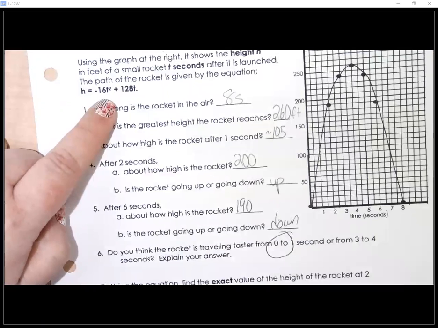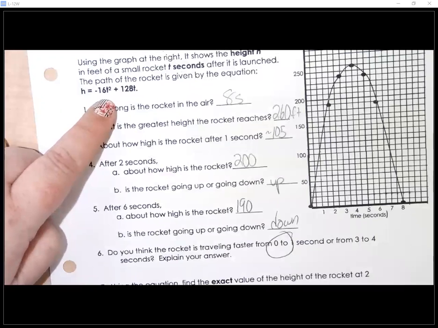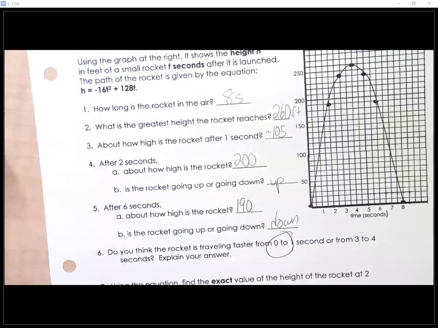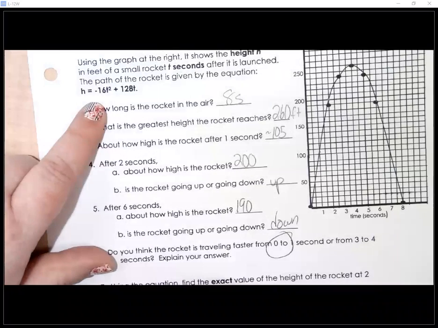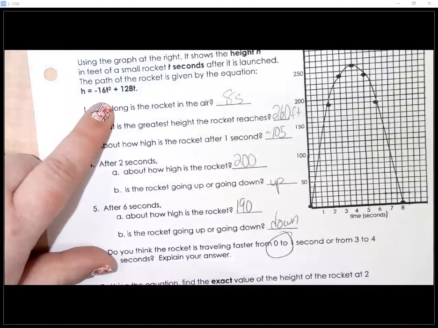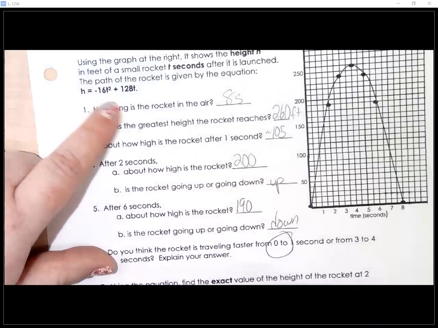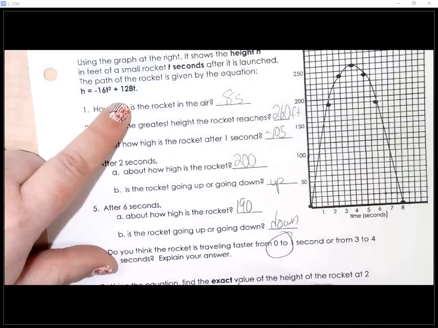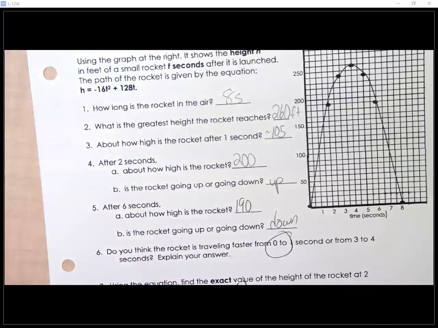And what do I do if I want to know how high it is at 2 seconds? Plug in 2 for t, right? So that should be easy enough. It'll be -16 times 2 squared plus 128 times 2. So grab my calculator and have it tell me these values.